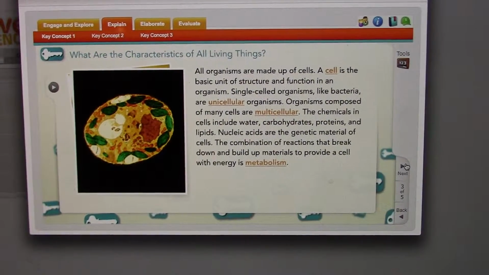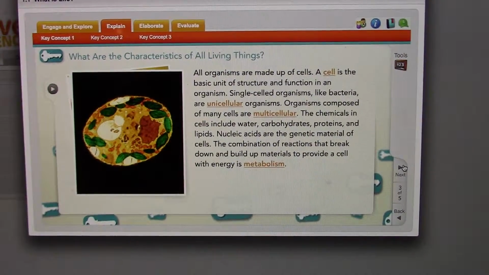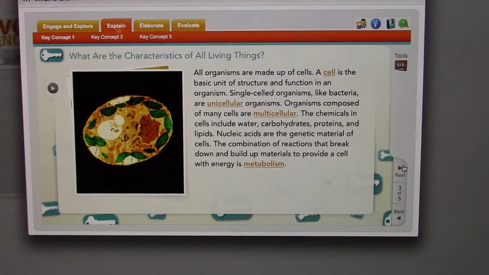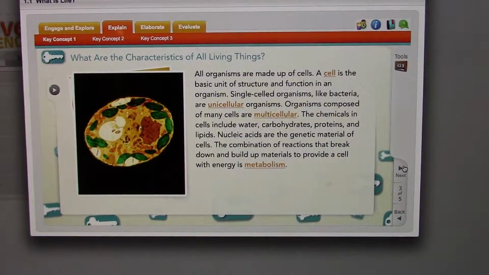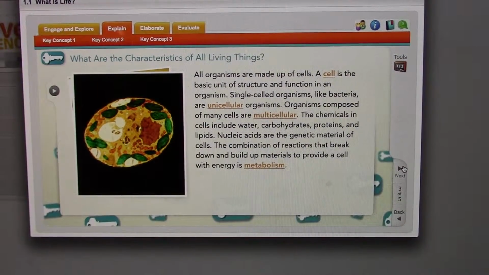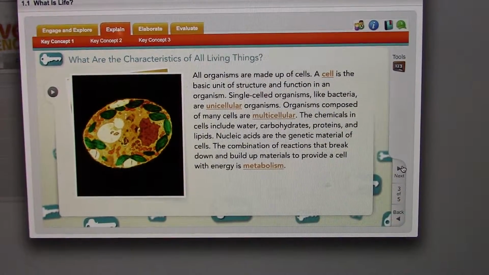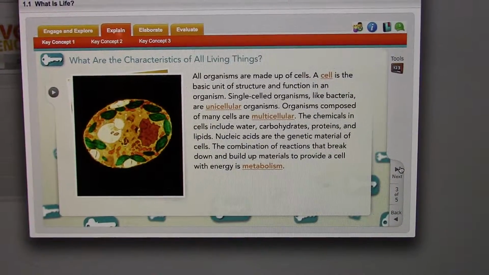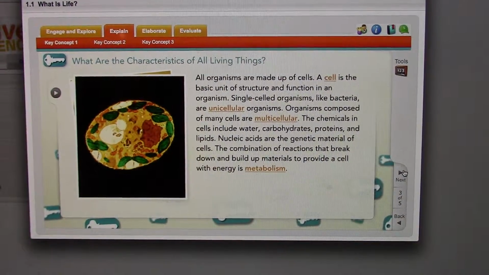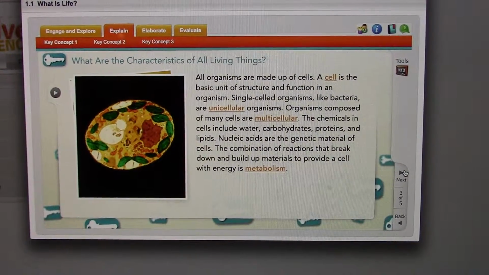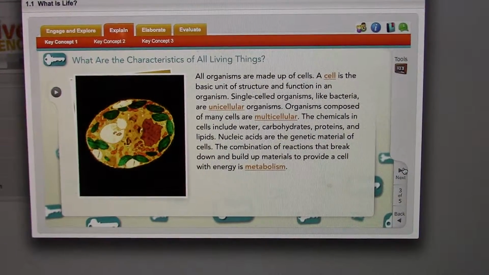The chemicals include water, carbohydrates, proteins, and lipids. Nucleic acids are the genetic material within the cells. We did presentations on those, so I hope we remember those, at least a little. The combination of reactions that break down and build up these materials within a cell and that provide it with energy is called metabolism.